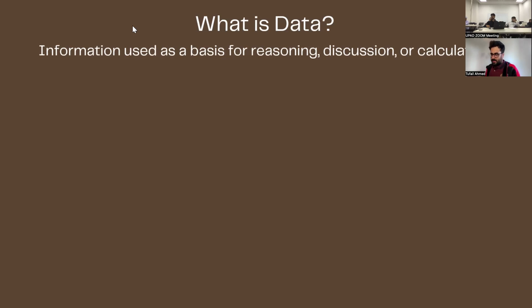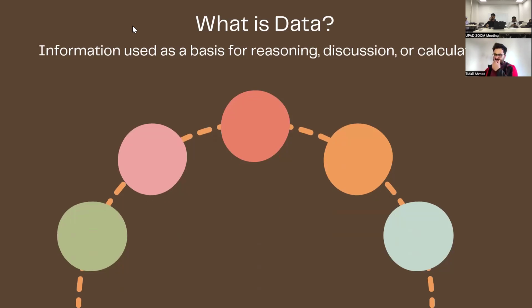And what is this used for? It's basically used for reasoning, discussion, and calculation. So any information, it can be a number, it can be even a word, it can be a name, it can be anything that we call data. Here are some examples of the data which we can have. We can have an absolute number, let's say 10, 20, 50, 15, anything that is an absolute number. For example, how many runs or points you score in a football match. It can be an absolute number.